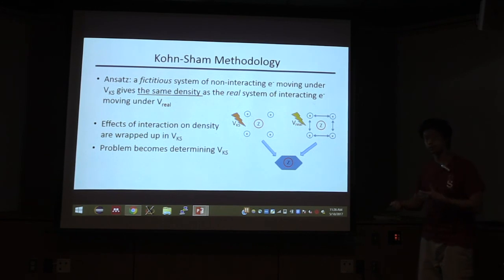And this kind of makes sense. If you turn off interaction between the particles, of course they'll move around differently. But if you make them move under a different potential field, you could mess with the field such that it mimics the exact same effects that you get from interaction. So all the effects of interaction on the density, electron-electron interaction, are wrapped up in this Kohn-Sham potential. And now the problem becomes determining what exactly this Kohn-Sham potential is. Okay?